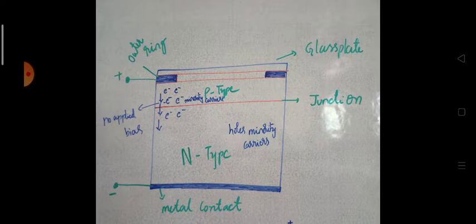The symbol shown in the figure represents a solar PV cell, or solar photovoltaic cell. The construction of a solar PV cell is made using semiconducting materials, one side doped with p-type material, the other side doped with n-type material.